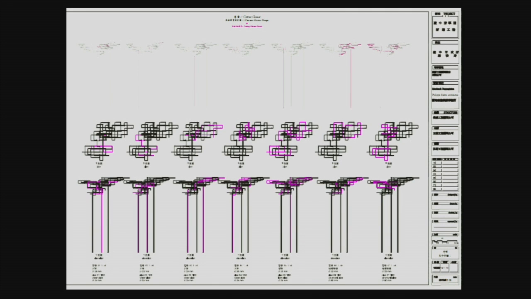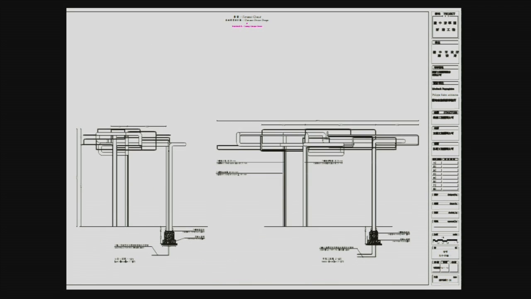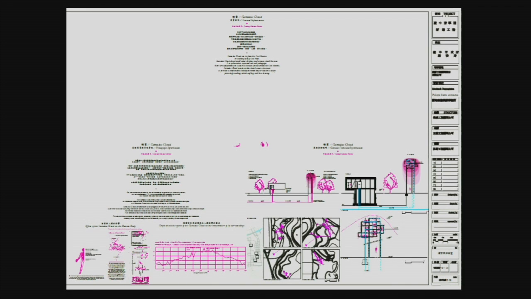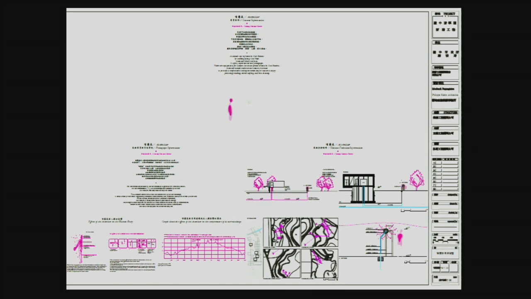So this is a cirrus cloud. This is a stratus cloud at different heights. And this is a cumulus cloud that will be at 14 meters high. And we have 400 of these devices.